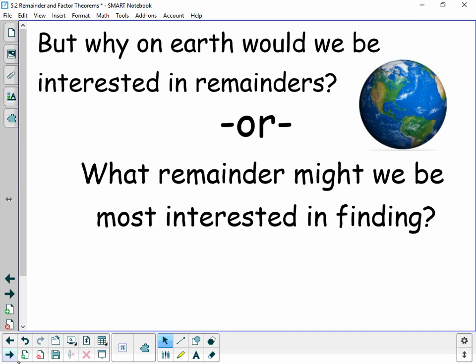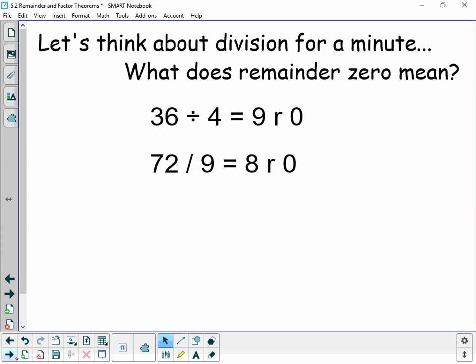But why on earth then would we be interested in these remainders? Why is it useful to be able to calculate a remainder quickly? Or is there maybe a particular remainder that we are most interested in finding? Well, it turns out there is a remainder that is the most interesting to us. Most remainders are not that interesting, but if we have a remainder of 0, that means something.